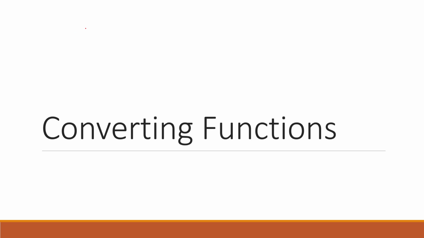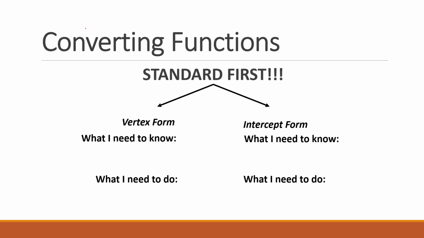Today's focus is on converting functions. Now we're going to be converting between standard form, vertex form, and intercept form. And one of the things you'll notice is standard form is the centralized, everything revolves around it form of writing a function. So we can go from vertex form to standard form back to intercept form, or we can go from intercept form to standard form back to vertex form. But you don't really transition from vertex form to intercept form.